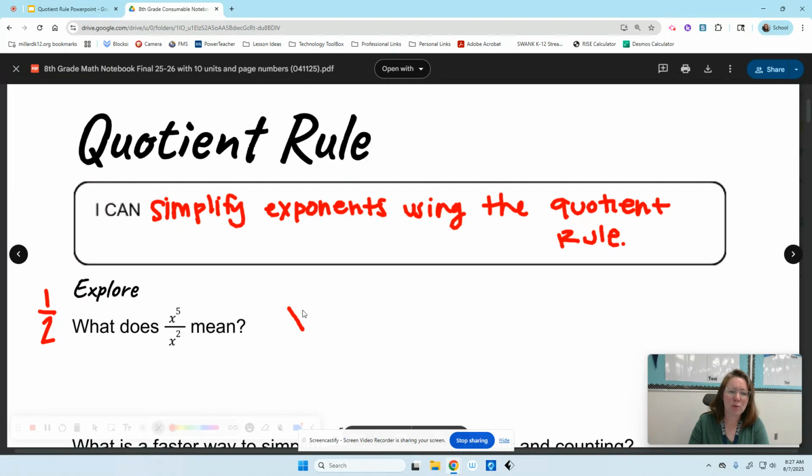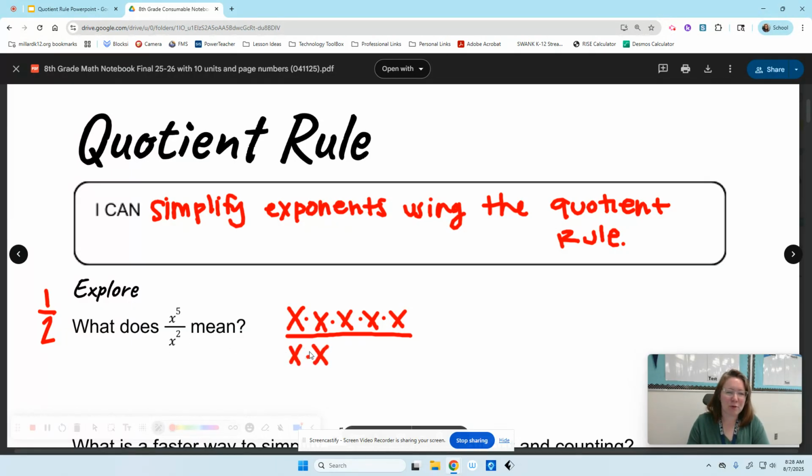So I'm going to write it out. Remember, x to the 5th means x times x times x times x times x, so there's 5 of them. So 1, 2, 3, 4, 5. And then all of that over, and you'll see why I like it as a fraction instead of a divide symbol in just a minute. x times x, because there's 2 x's.